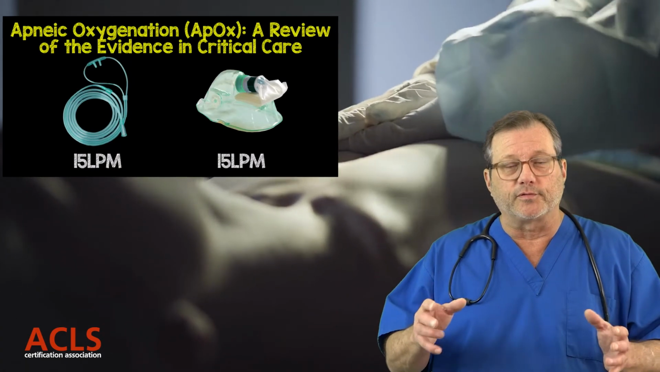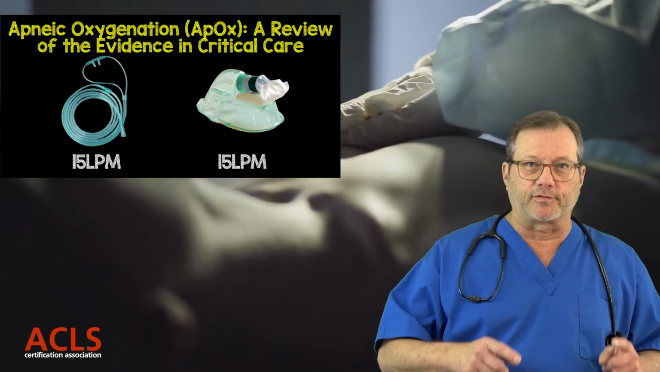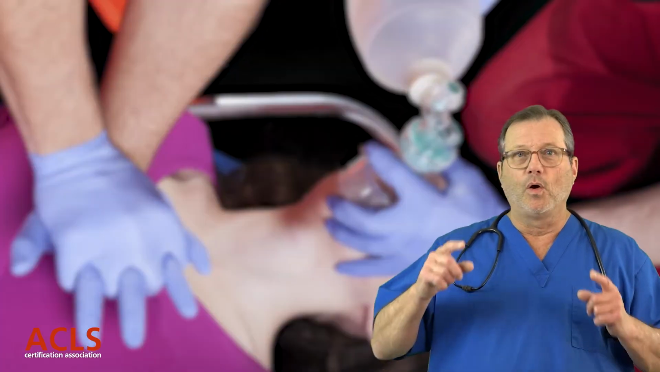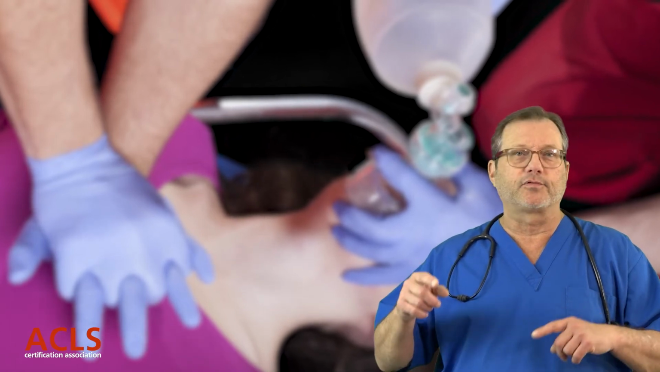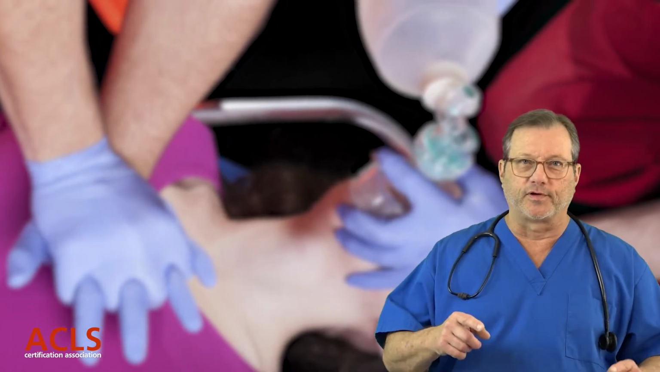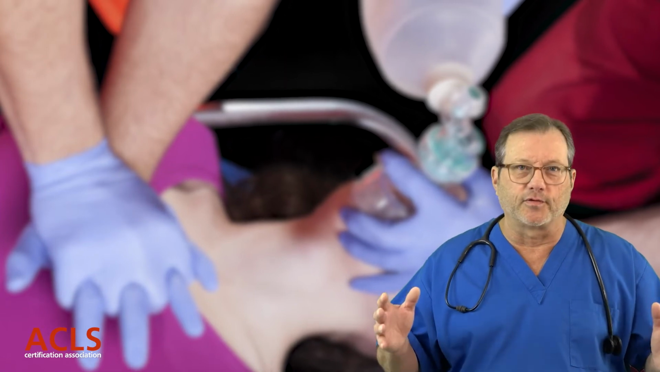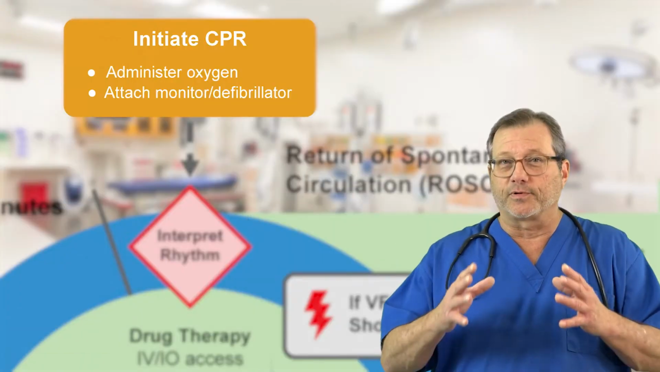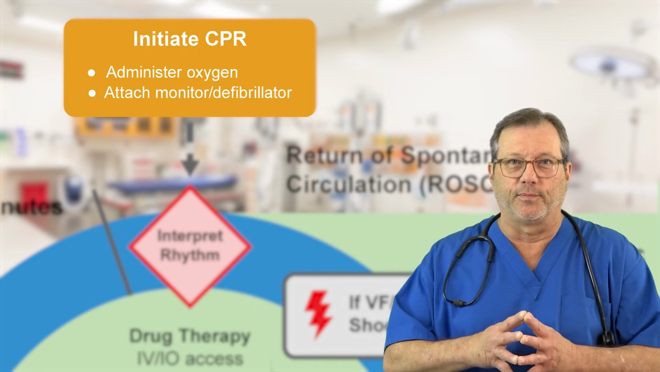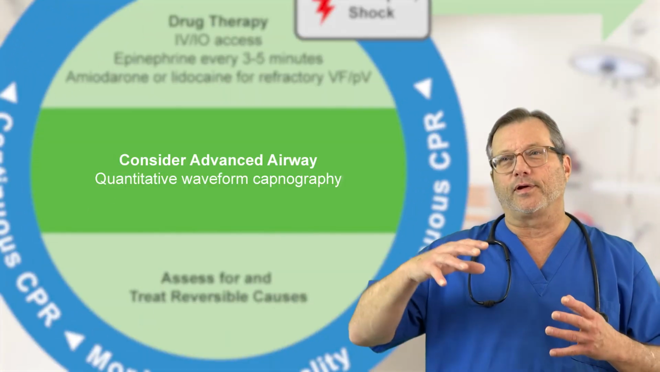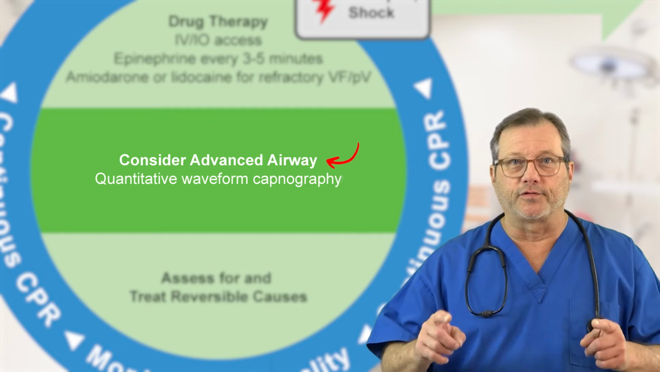So in the first few minutes of an arrest, we can choose apneic oxygenation. We can continue chest compressions and administer 1 breath of air every 6 seconds, asynchronous. That's another method we could use. So as it pertains to oxygenation, we've got a couple different ways we can go in the first few minutes.